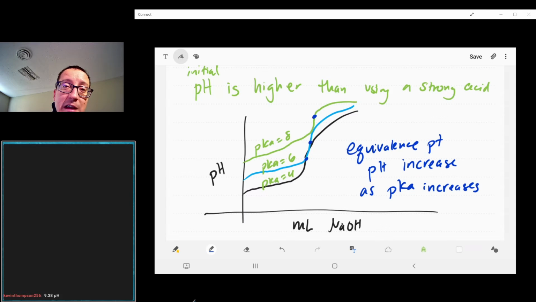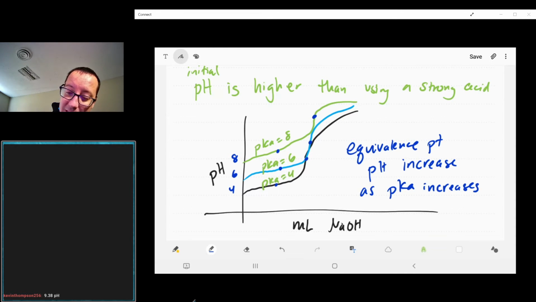And so, of course, your half equivalence point, which is equal to the pKa, will also be different, right? That would be 4. That would be 6. That would be 8 on our pH graph here. And so that's the trend that we're going to see here.